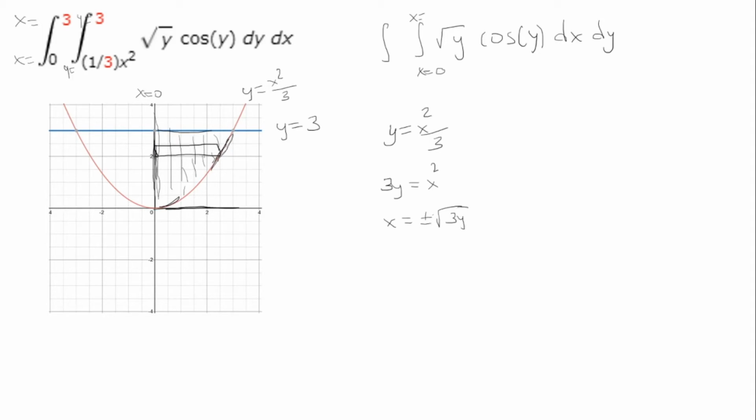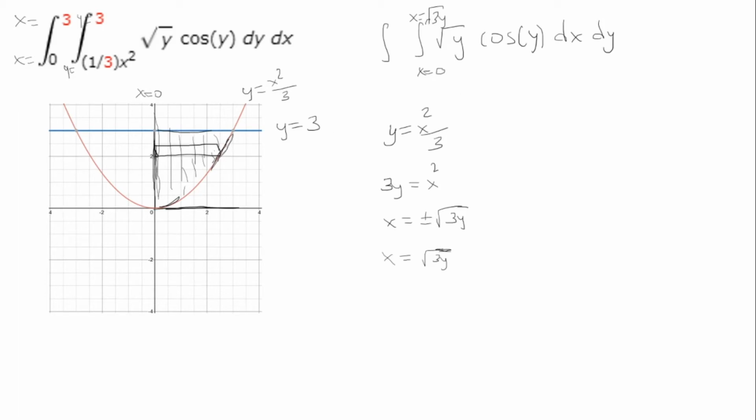Now the question is, do we include both or one of them? So right now, our region is in the first quadrant. What do you know about the first quadrant? x and y are both positive. So clearly, that only happens when x equals square root of 3y. So that's going to be our upper limit.